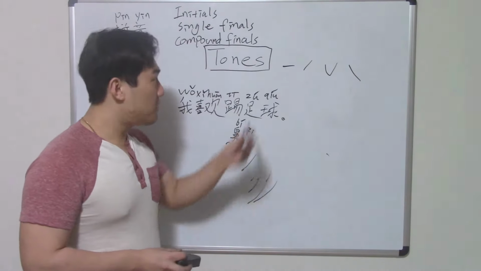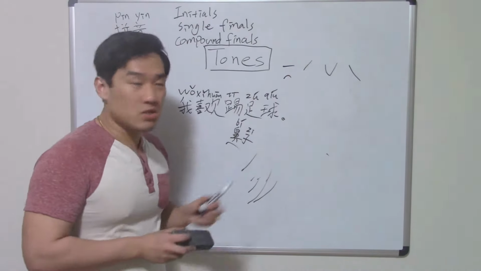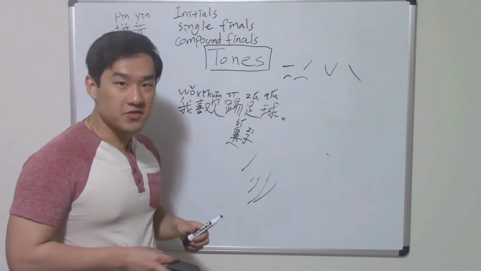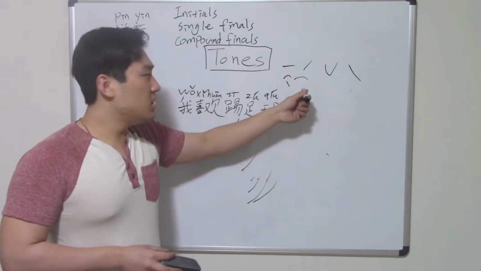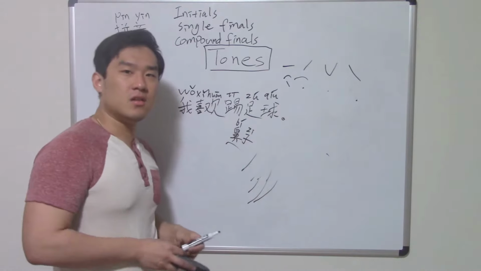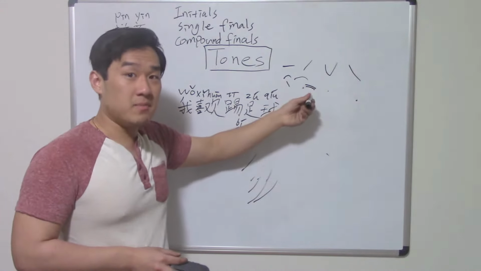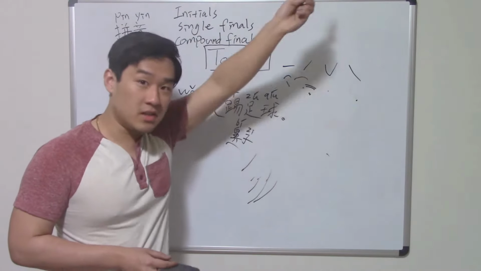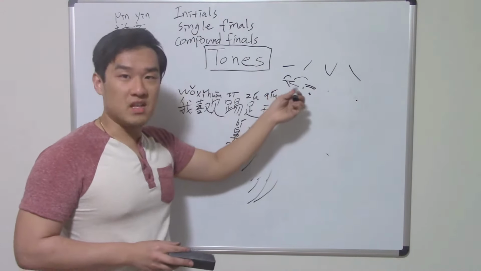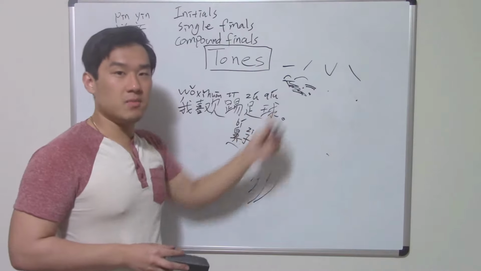Okay, 鼻子 will be in the first sound. 鼻子 will be in the second sound. Hear the difference? And this one will be B, B, B.